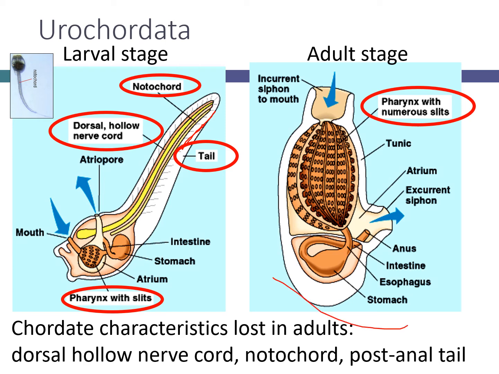As an adult, they've got this pharynx with bars and slits, but they no longer have a tail. They no longer have this dorsal hollow nerve cord. They no longer have the notochord. So it's different, what they've gone through; they've lost all that stuff as an adult that they had in their larval stage, which makes them this unique little urochordate group.